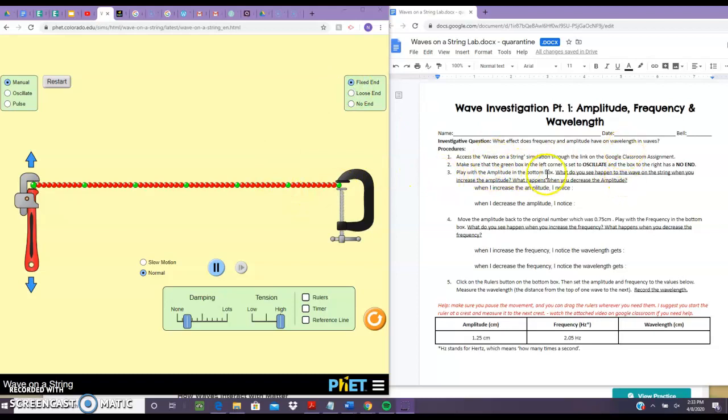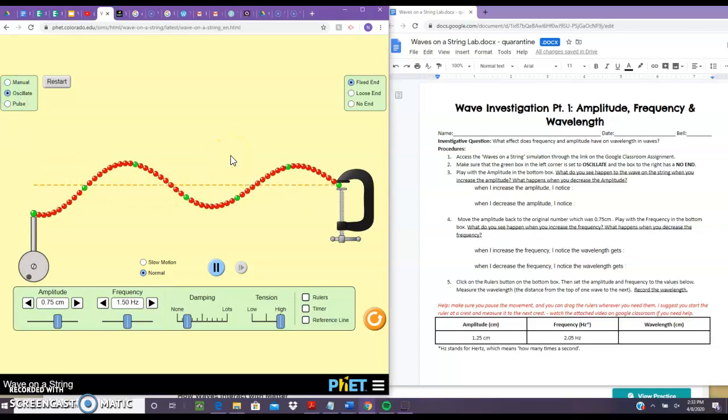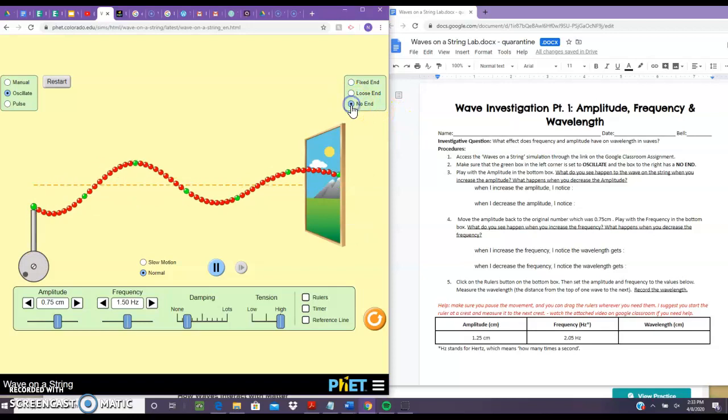Make sure the green box on the left corner is set to oscillate. So look at my mouse over here, the green box over here. I'm going to press oscillate. And on the right side, I'm going to press no end. So make sure those settings are there.